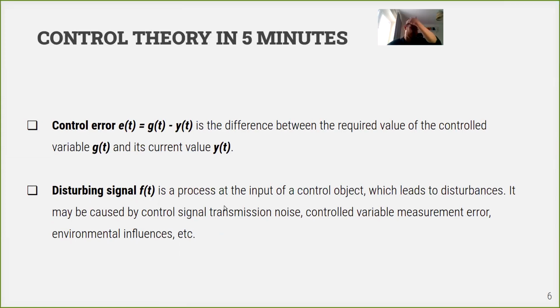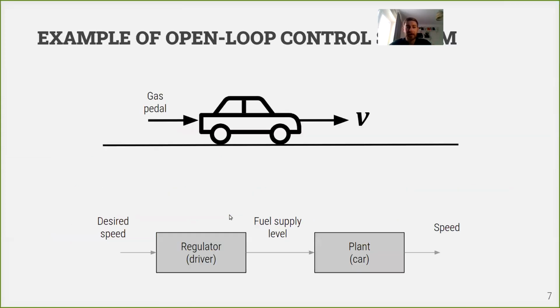The resulting output, the speed of motor shaft rotation, would be different from the expected one. And here's a simple example. This is the so-called open loop system. We will discuss in a minute what it is.